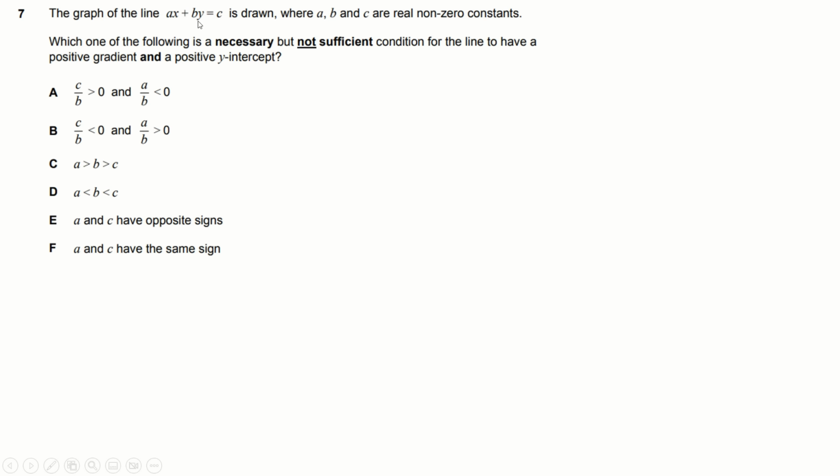Number 7, so, I mean, a vaguely sensible thing would be to rearrange that into y equals mx plus c. Now, if c over b is bigger than 0, that means a positive y-intercept. And if a over b is less than 0, that means also a positive gradient because of the minus minus. But that's a necessary and sufficient condition, I think. Like, that would just make this do the thing. So we actually don't want that.